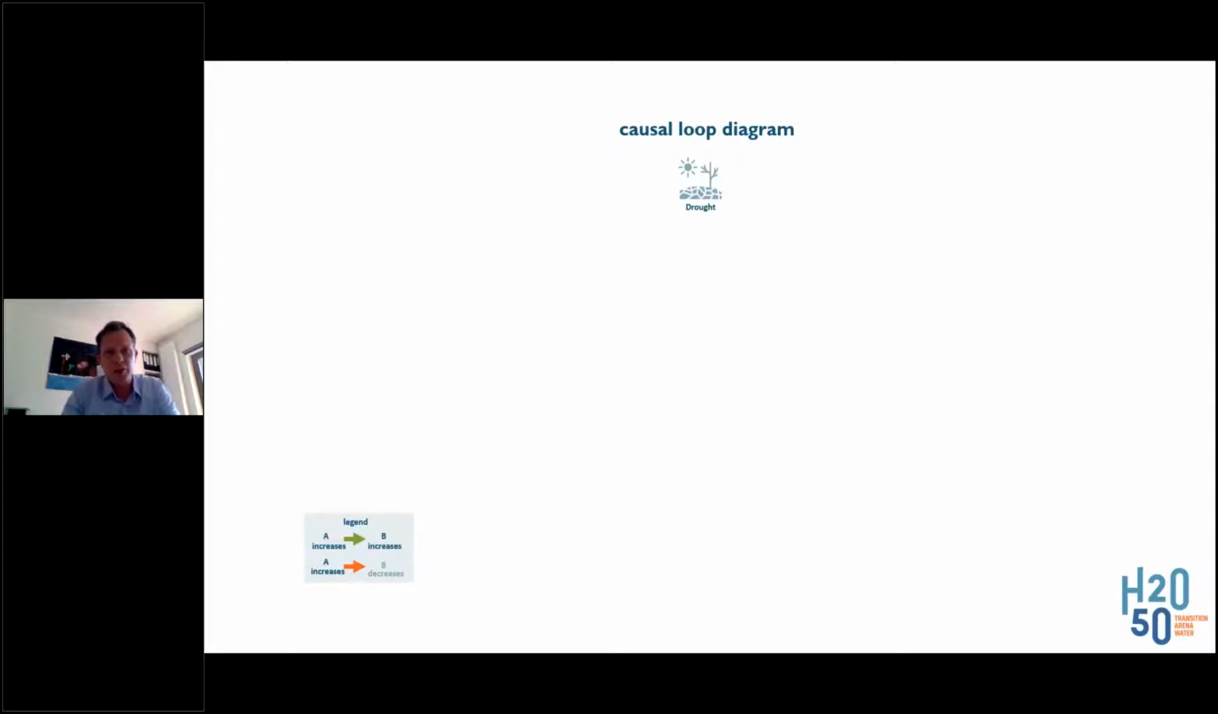And if you see a red line between two variables, this means that these two variables are moving in the opposite direction. If the drought increases, then we see that the flow rate in your rivers decreases. And if you see a green line, this means that the two variables are moving in the same direction. If the flow rate decreases, then we see that the access to water also decreases, and so does the amount of water that is available in the quality that we want for the different functions of water.